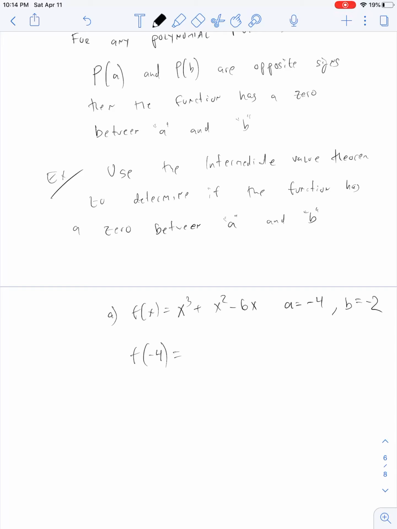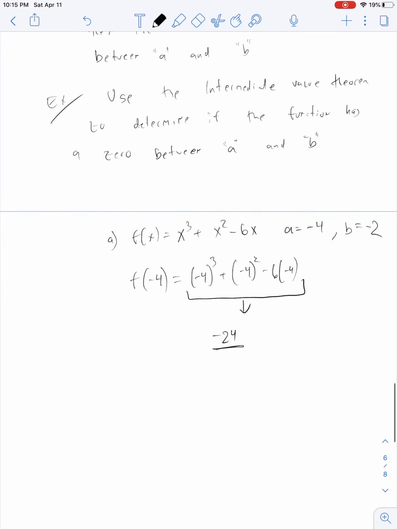So we just solved this, right? We do f of -4, right, is -4 to the power of 3 plus -4 squared minus 6 times -4. You do this calculation, right? You put that into your calculator, you work it out. -4 to the power of 3 plus -4 to the power of 2 minus 6 times -4. This should give you a -24. You do it again for -2.